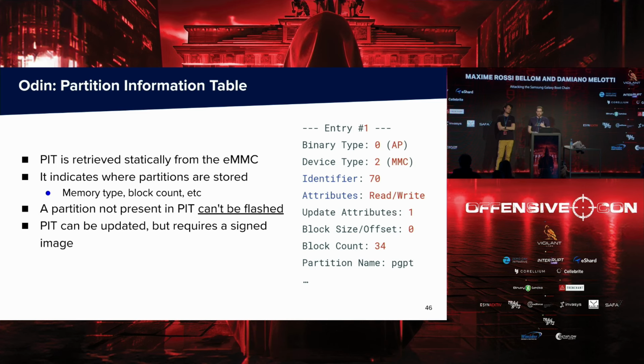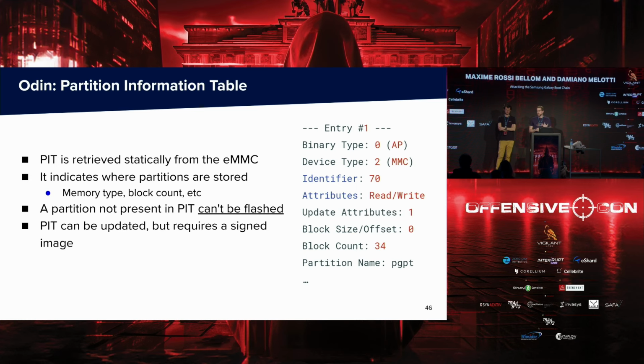So the PIT is retrieved from a hard-coded address in the eMMC, and it indicates where the partitions are and what the sizes of the partitions are. You see here an example of an entry in a human-readable form. So you have the name, the size, and so on. And a partition that is not present in the PIT cannot be flashed through Odin.